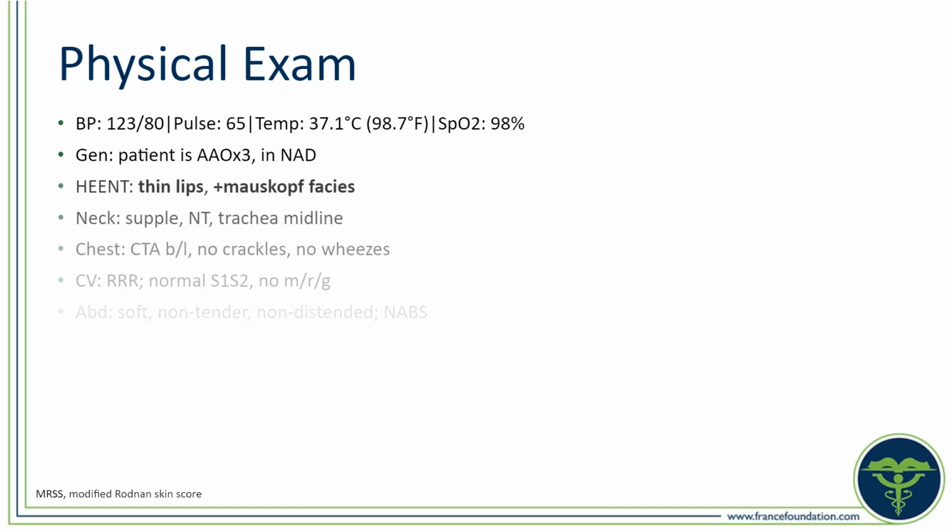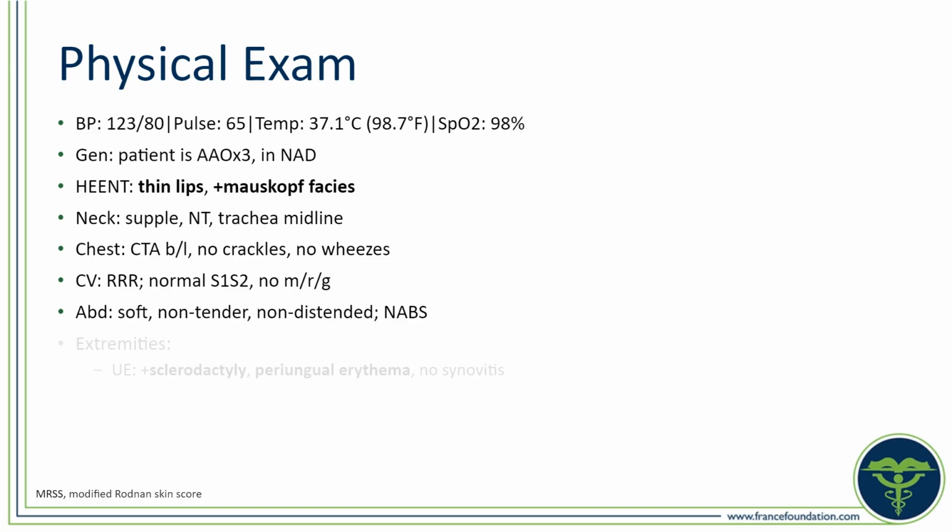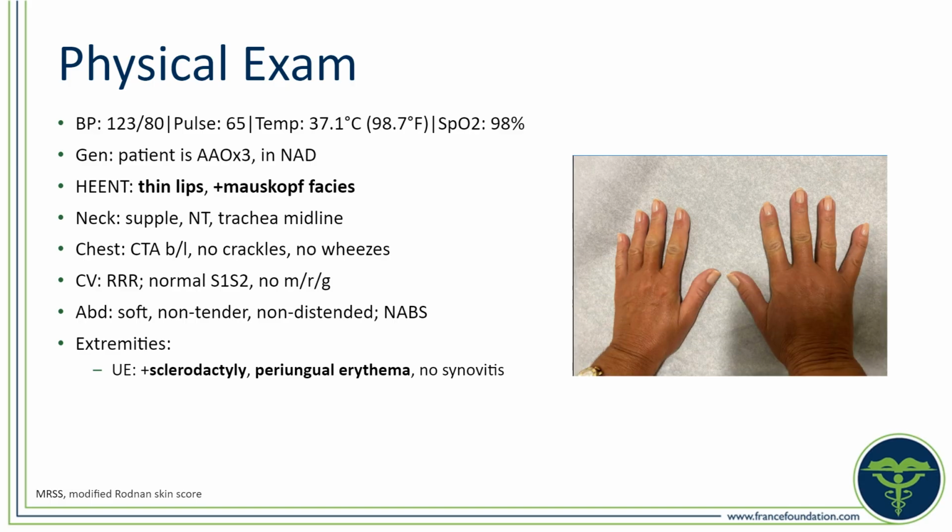Pertinent positives on the physical exam include evidence of thin lips. She also has evidence of Moscow facies or furrowing of the upper part of the mouth. And then other pertinent positives on exam include evidence of sclerodactyly. Shown here on the right is a photograph of her hands, showing some evidence of Raynaud's as well as some tightening to the fingers. On closer look, she also has evidence of periungual erythema.